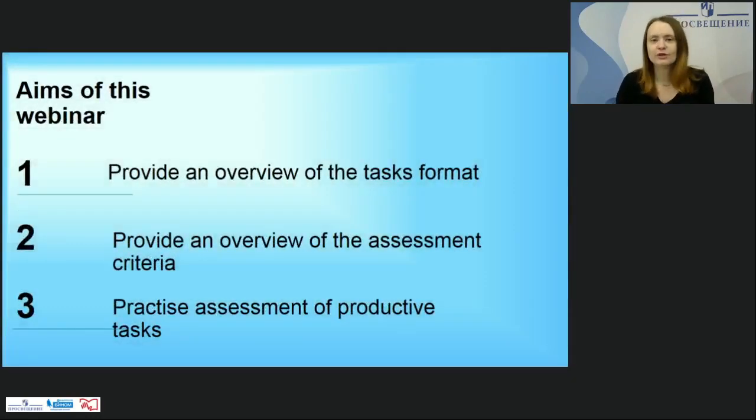So we're going to have a look at the tasks format, because we need to know that in order to realize what to expect from the candidates. We'll have a look at the assessment criteria, and we will try assessing some tasks. So let's start.